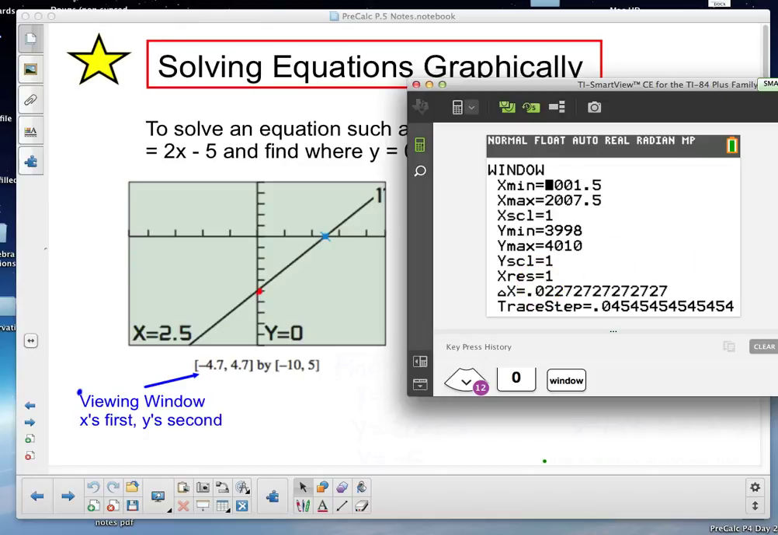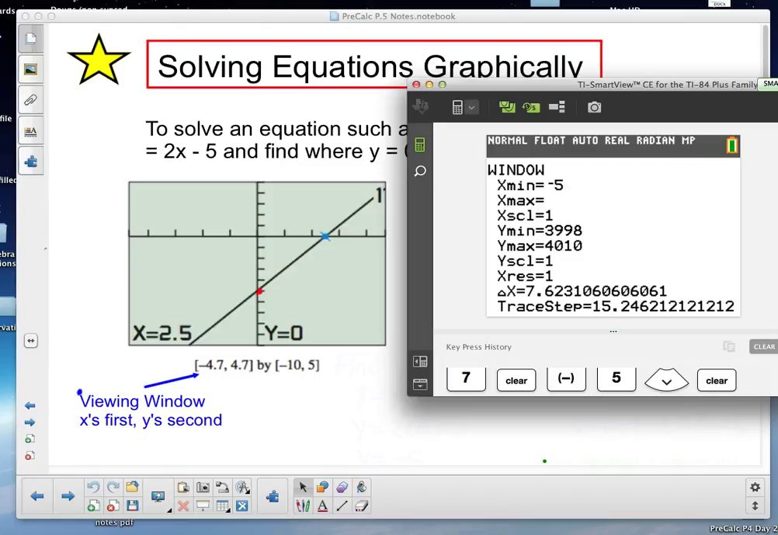So I'm just going to put in the exact same window they put in there. So I'm going to hit negative 4.7. I suppose we could just put in negative 5. Let's do that. Let's clear that and go negative 5. Make sure you use your negative key versus your subtract key. A lot of people say, I did it, and that's one of the issues, is that you just use the wrong key to enter your graph. So those are my x min and max. Now let's go to my y's, and my y is negative 10 and 5.